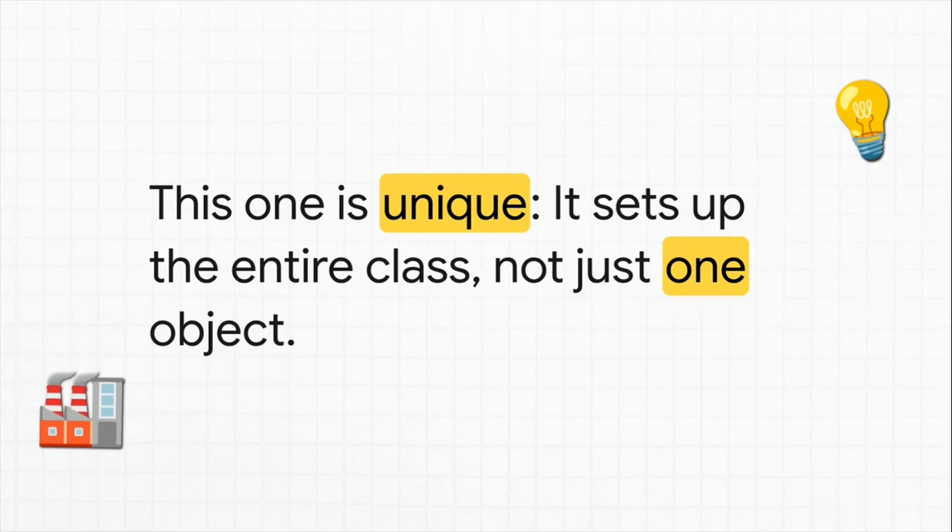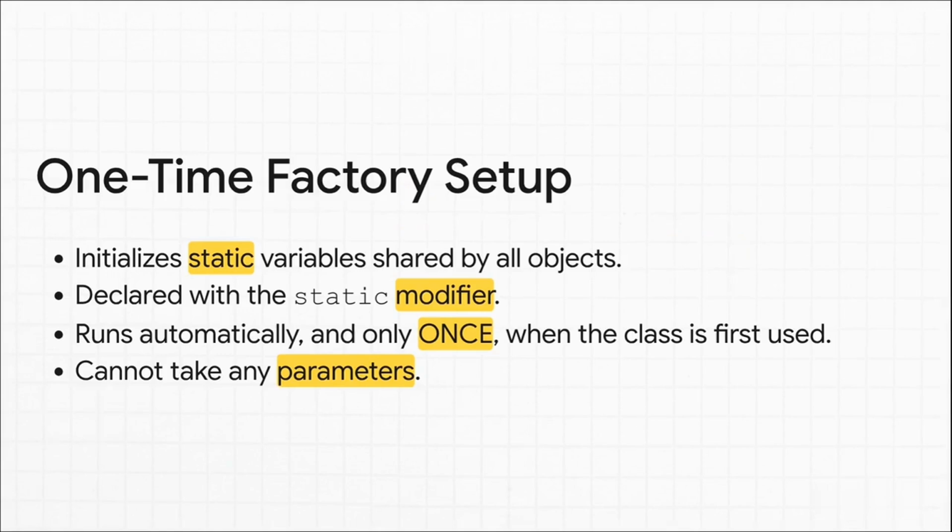All right, our final stop is definitely the most unique of the bunch. This guy isn't about setting up individual objects at all. No, this is about setting up the entire factory before a single car even rolls off the assembly line. The static constructor is a real specialist. Its job is to initialize things that are shared across all objects of the class, the static stuff. You see it's marked with that static keyword. And here's the really weird part. It runs automatically and only once, the very first time the class is ever used, and it never runs again. That's also why it can't take any parameters. The system calls it before you'd ever have a chance to give it any.